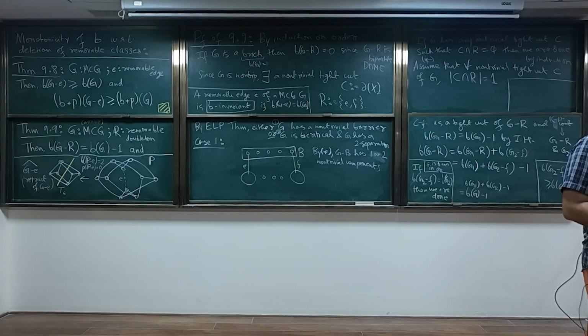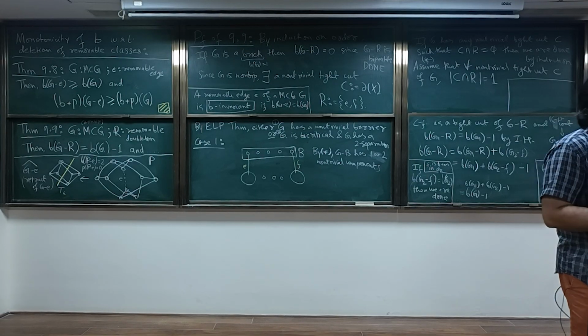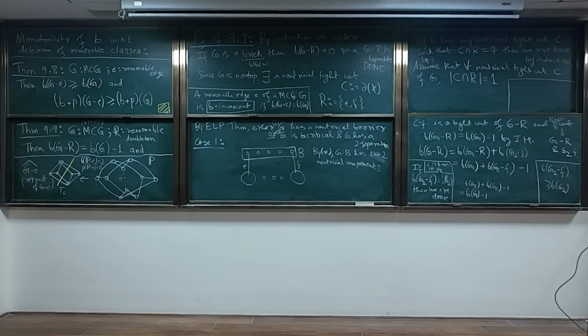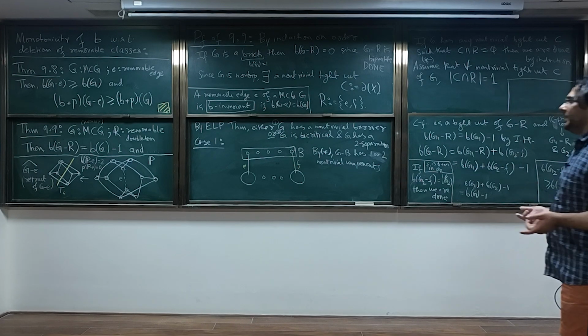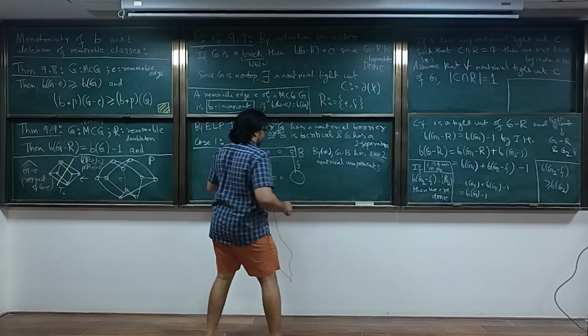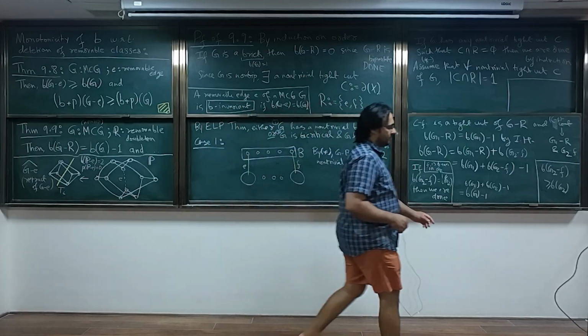But that is a contradiction, because EF was a removable doubleton in the original graph. So G minus E minus F is supposed to be connected as part of the definition of removable doubleton. Right? So that's the issue. Therefore we get rid of this situation using the core.